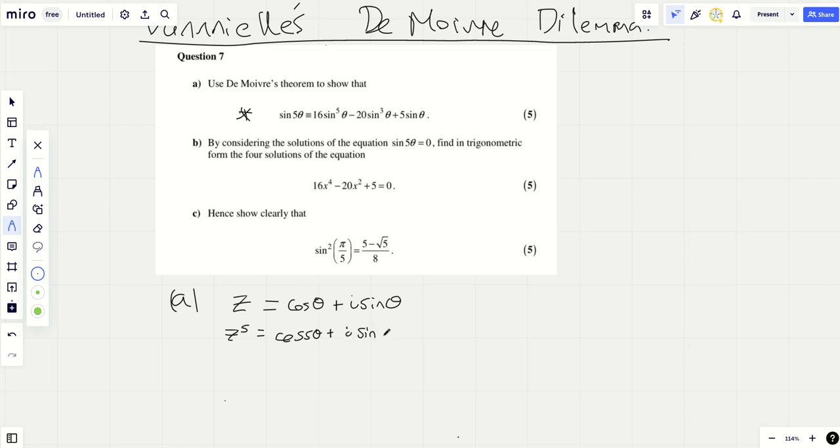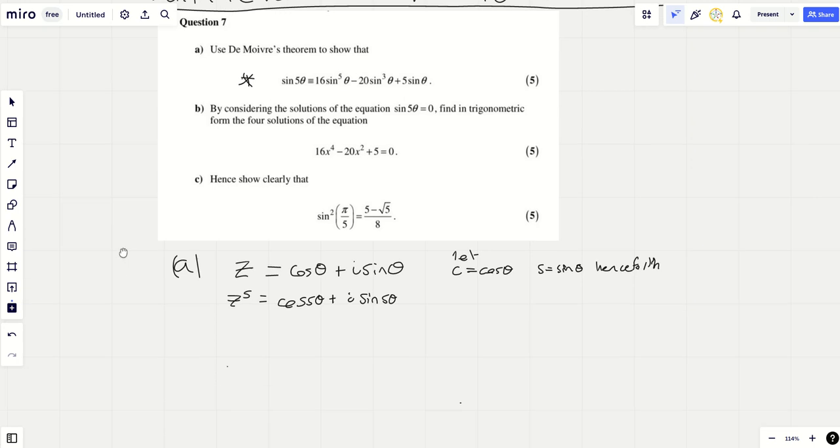So I reckon this one's the one where I need to take the real part of a binomial expansion. What I'm going to do first is say, let z equal, sorry, let c equal cos theta, s equal sine theta. Do it for your own sanity in these questions. Let c equal cos theta, and you must write that down in the exam as well, and s equal sine theta henceforth, because it's just going to save you more ink in the long run.